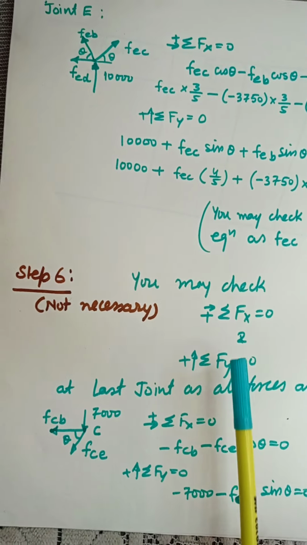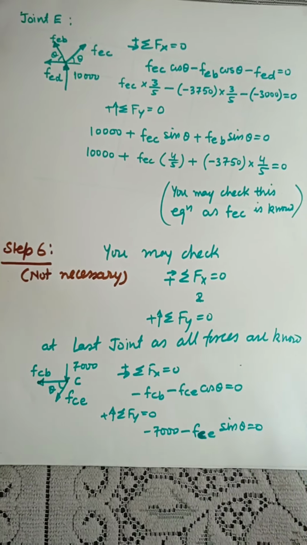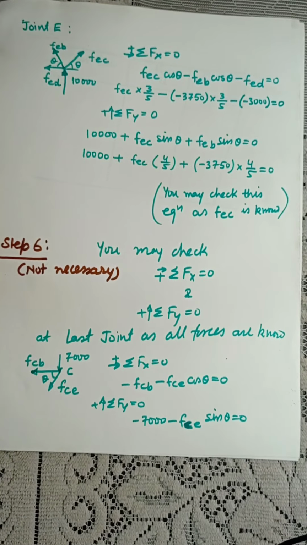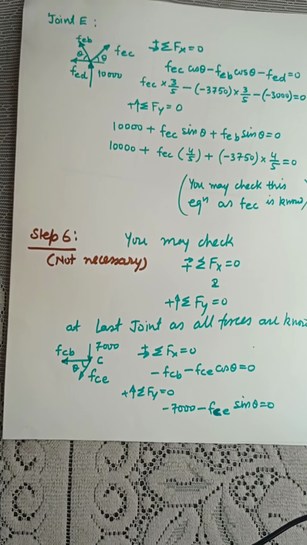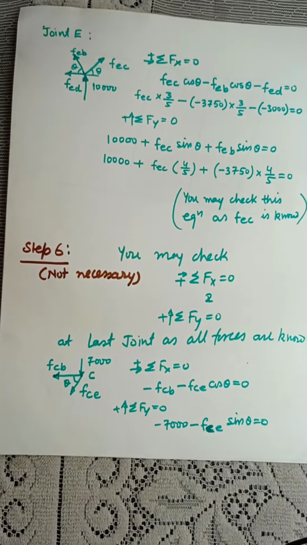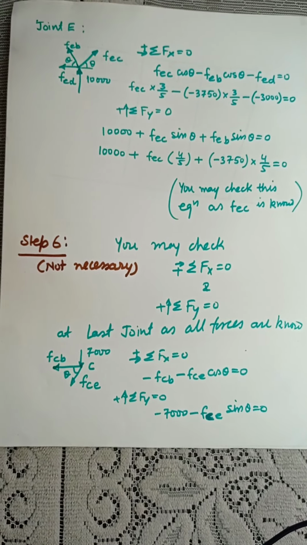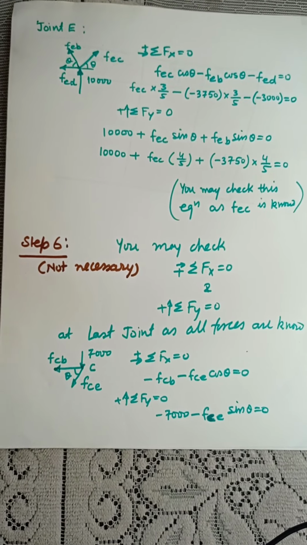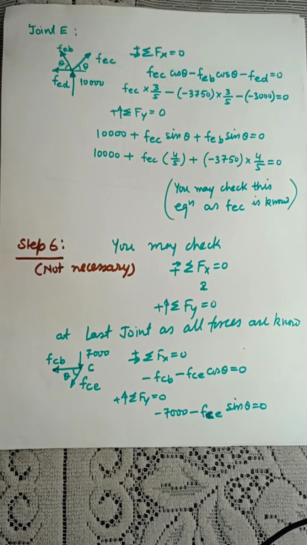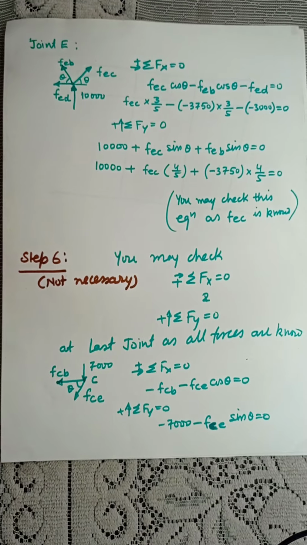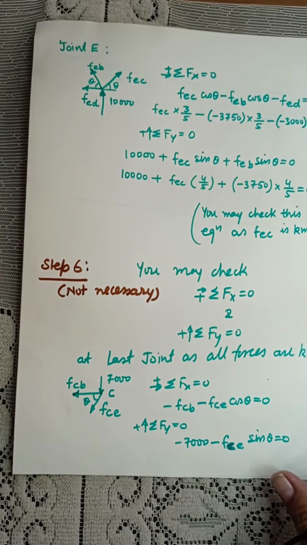And the last step, which is not necessary but makes you sure that you have done everything right, is to go for summation Fx = 0, summation Fy = 0 on the last joint. If it comes 0, that means all your answers are right. So this is how you can apply the method of joints to solve the problems. I hope this is clear.